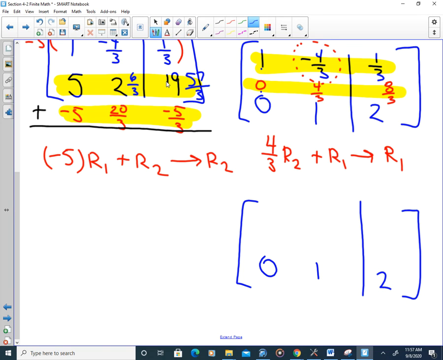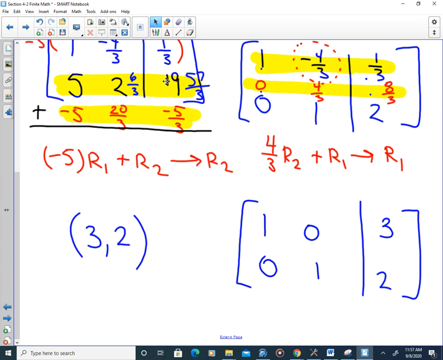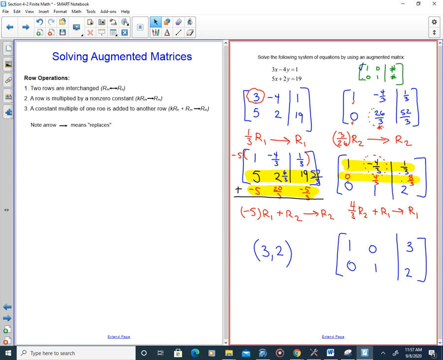So 1 plus 0 is 1. Negative 4 thirds plus 4 thirds, 0. 1 third plus 8 thirds is 9 thirds. 9 thirds is just 3. So the solution to this system is the point 3, 2. Again, I'm just going to pull it up so you can see the whole thing. There it is. And again, when you're doing this on the assignment, I would like for you to write in these steps here. It's good practice. Write these steps in.